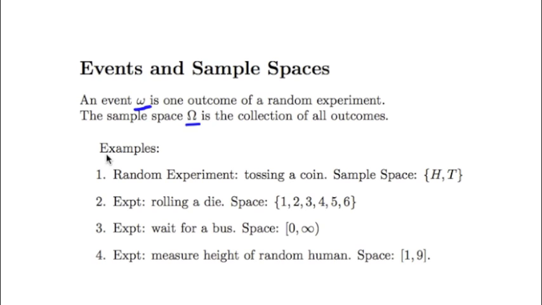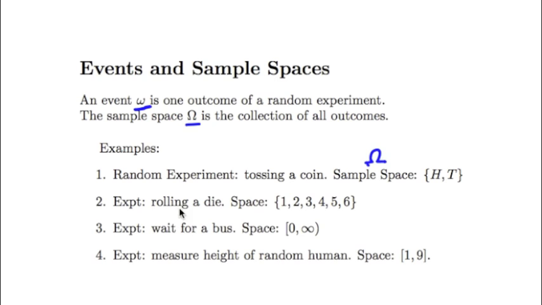Okay, so here are some examples. When the random experiment is tossing a coin, then the sample space, that is omega, is heads and tails. Those are the two possible options. And an event is any one of these options. So if you actually toss a coin and it turns out heads, then omega is basically H.